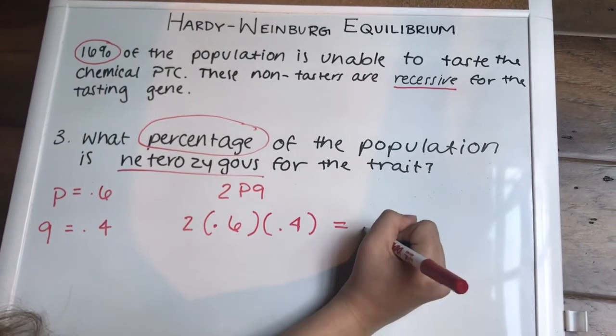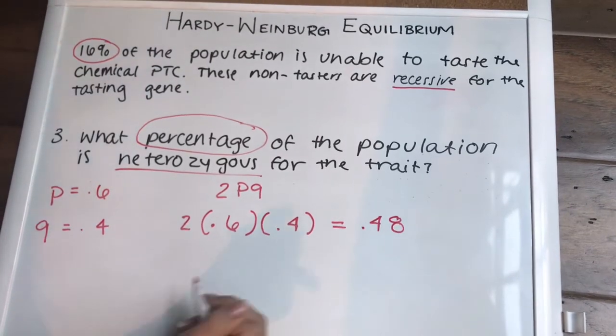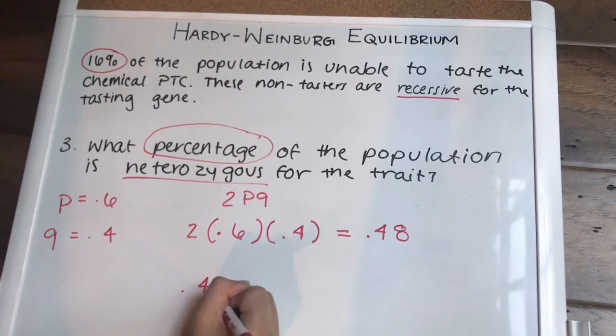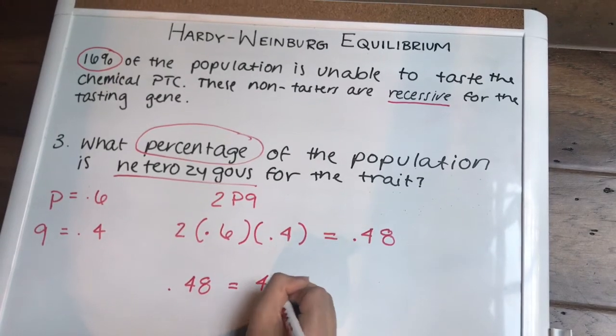To get the answer the question is asking for, we must convert the decimal into a percentage by moving the decimal point 2 places to the right, resulting in 48%.